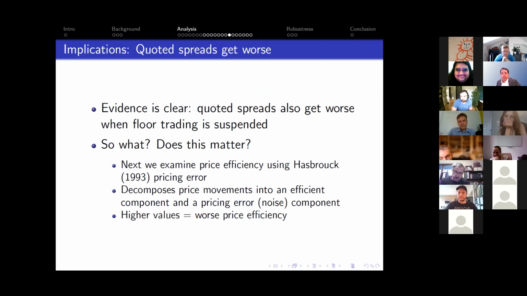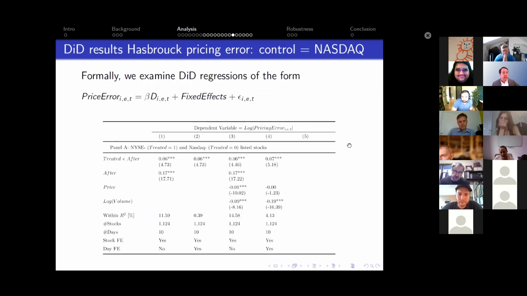Okay, so what, right? Does this matter? Do we care that spreads have gotten worse? Well, I generally think, or at least I like to believe, that one of the reasons we as researchers often think about liquidity is it has important implications for things like price efficiency, which could affect the allocation of capital in the real economy. And so we're going to look at Hasbro pricing errors next. Again, I'll show you the NASDAQ control group first, NYSE control group second.